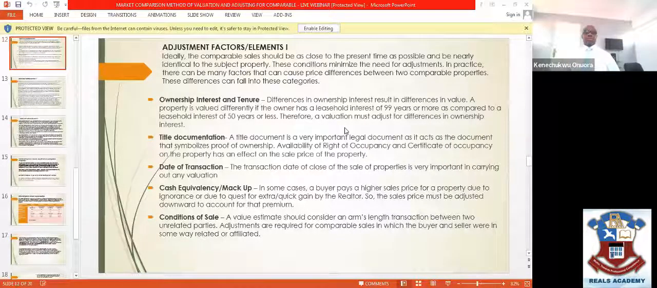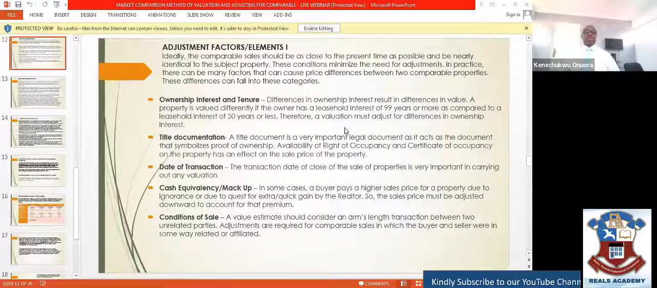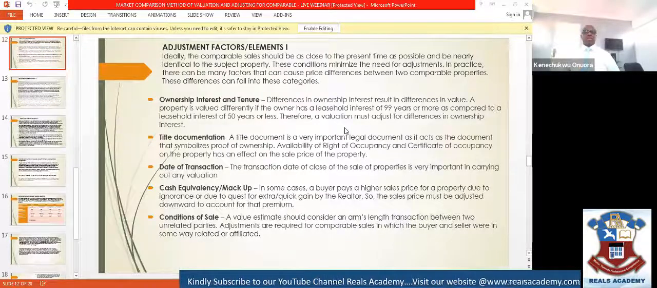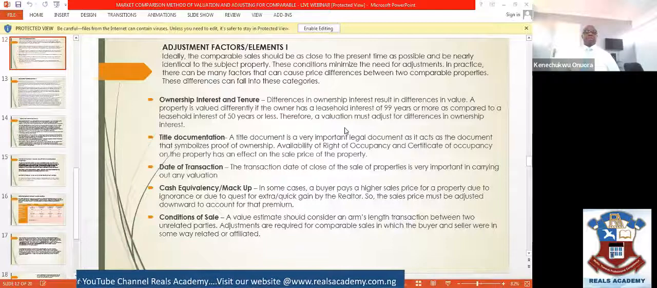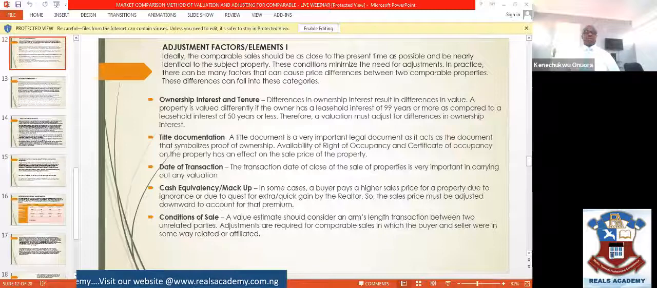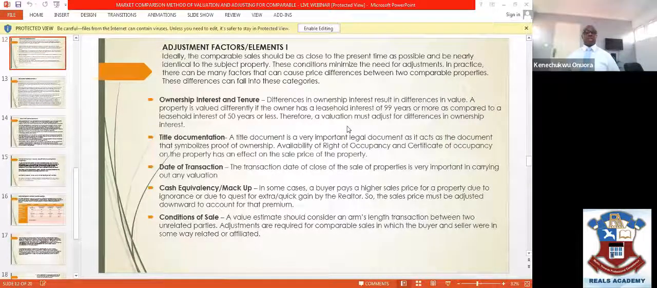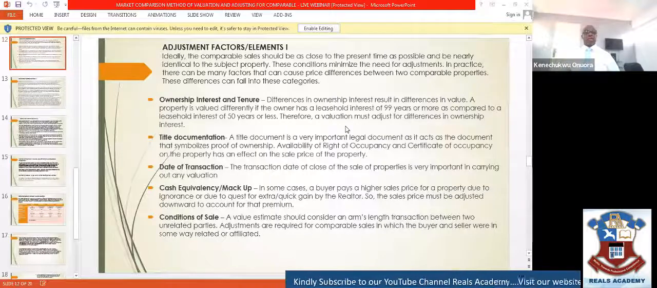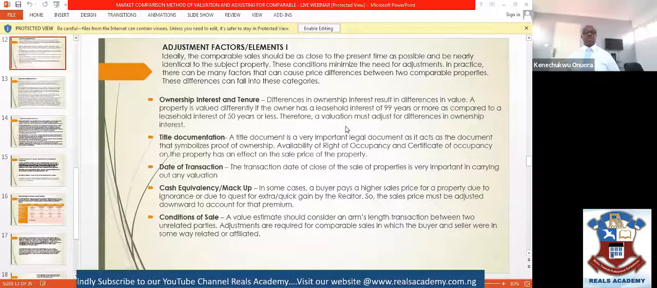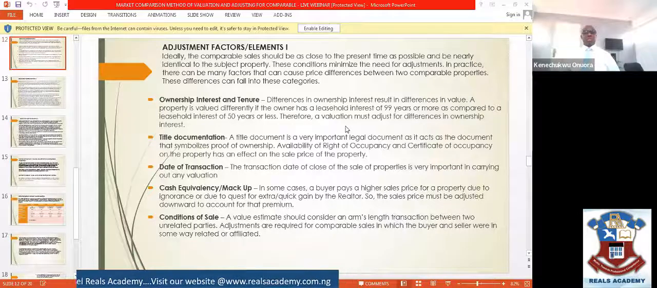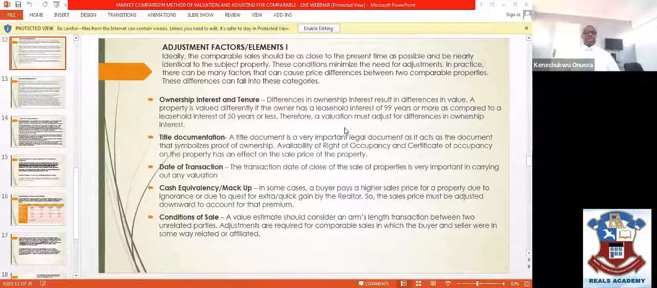Date of transaction, you will not be comparing a property that has been sold 10 years ago with that of today. So whatever date is sold, you still need to adjust to the property you're valuing. So it's an adjustment element which you need to check. So when you're getting your comparable, be always there to ask questions like, when was this sale done? What date was it done? So when you try to bring it forward to this date, you'll be able to do a proper valuation without having too many errors.